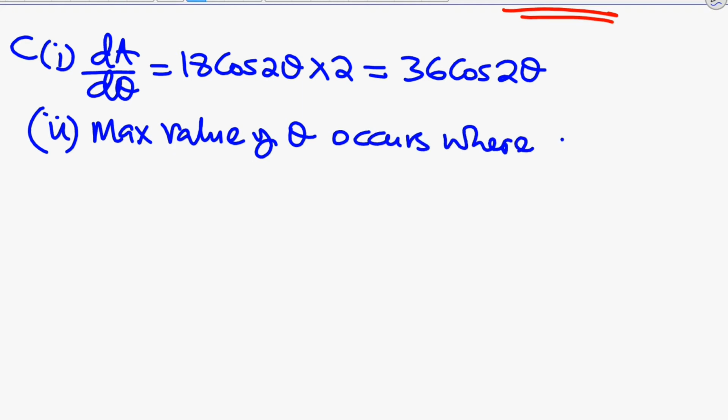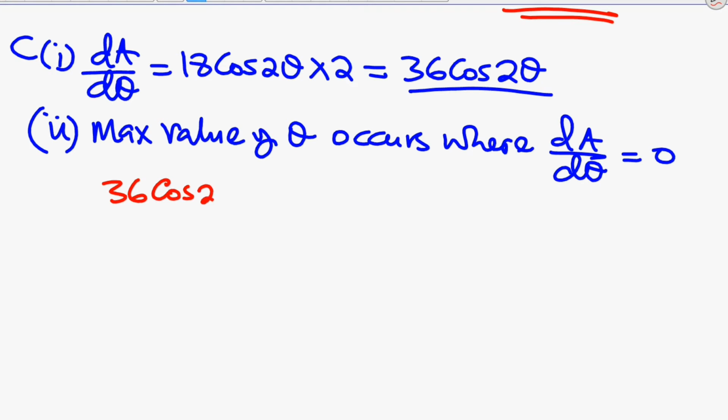So that occurs where dA over d theta is equal to 0. We have an expression for the derivative, which is here. We're just going to equate that to 0 and solve for it. So which means 36 cos 2 theta will be equal to 0, which means that cos 2 theta will be equal to 0. Now we need to solve for that.